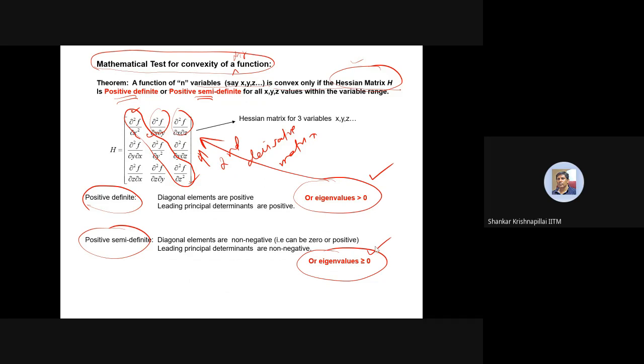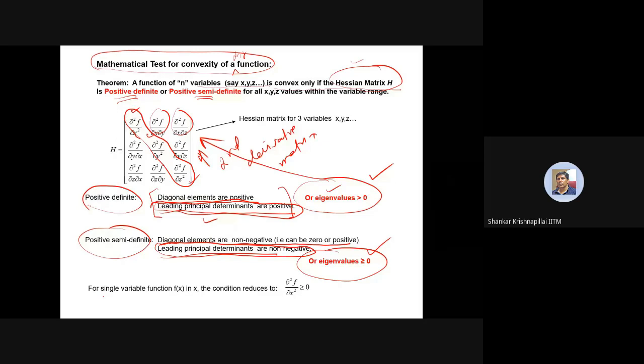So in the exam, if it is difficult to find eigenvalues, there is an alternative definition here. You can check if the matrix is positive definite if the diagonal elements are positive and the leading principal determinants are positive. Similarly for positive semi-definite, the diagonal elements are non-negative, that is, they can be 0 or positive, and the leading principal determinants are also 0 or positive. So what is the meaning of leading principal determinants? That we'll see in the next slide.